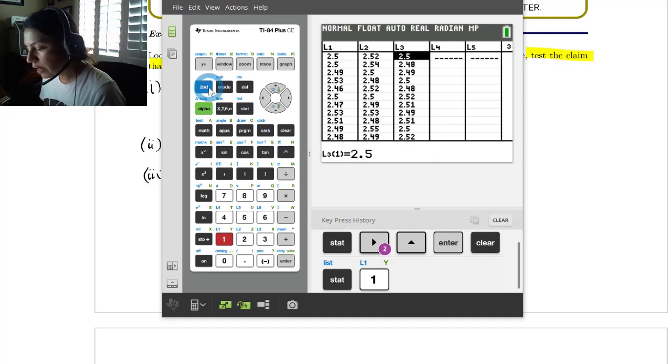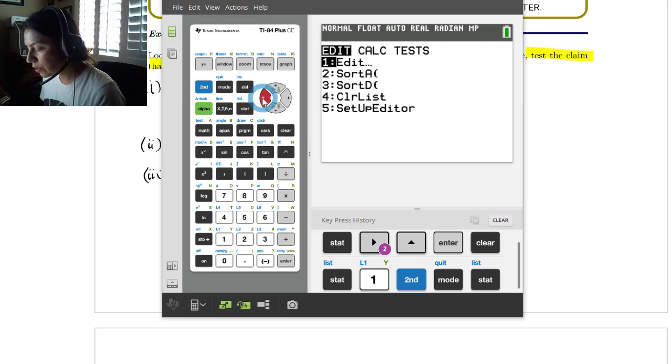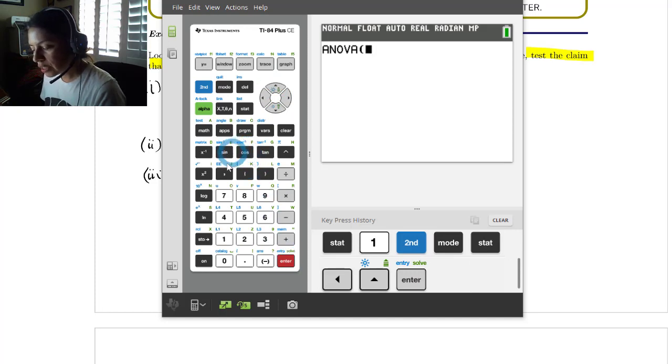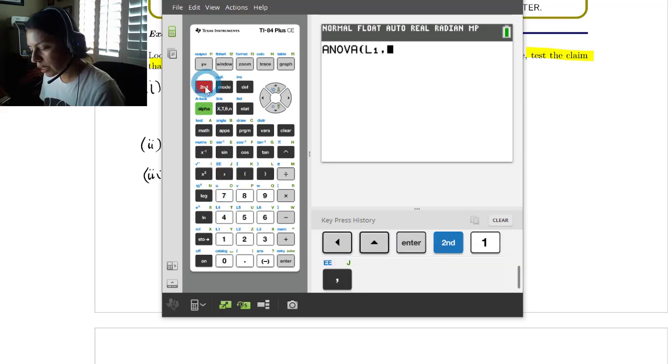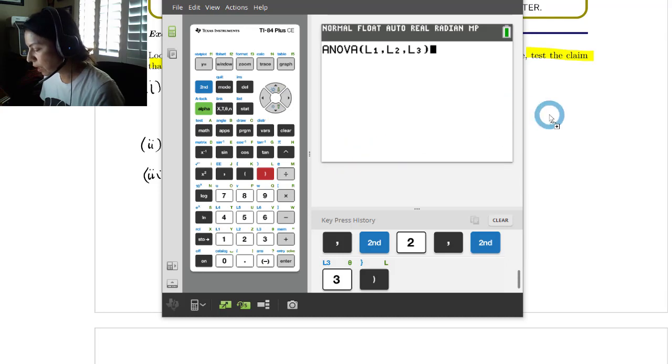Okay, so now that I have it entered, I would hit second quit. I would go back to Stat and go to Test, hit up to get ANOVA, hit enter, and you enter the list with a comma in between. So I would hit second 1, comma, second 2, comma, second 3, and then close the parenthesis. So let me go ahead and drag that setup right here.